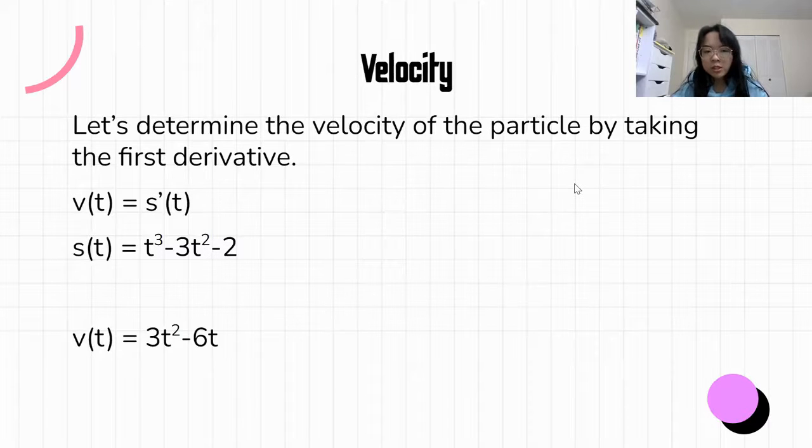Let's determine the velocity of the particle by taking the first derivative. Taking the first derivative of the position function leads us to the velocity function, which is 3t^2 - 6t.